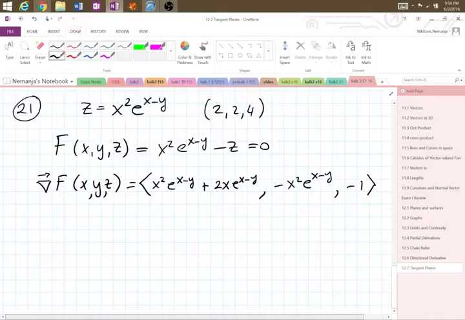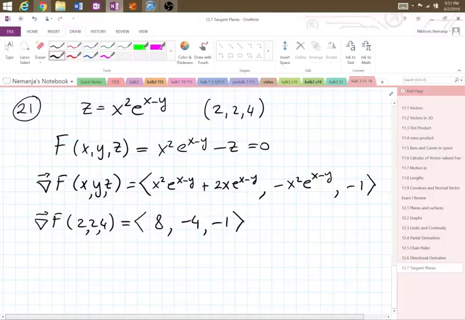Now we are going to compute that one at our point. So 2 minus 2 is 0, so that's 1, so that's 4. Plus, so that first one is 8. Compute the second one, it's negative 4. And then negative 1. Nothing to compute there, just copy. Now that is our vector n.